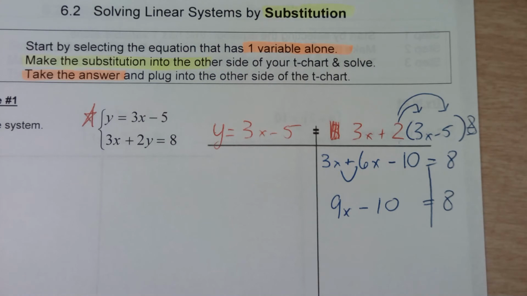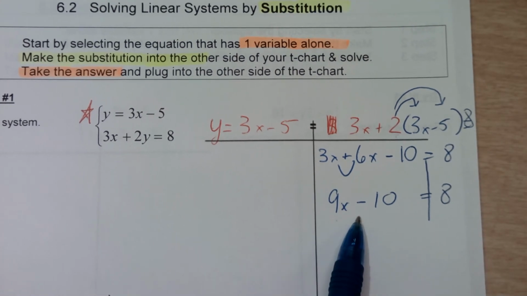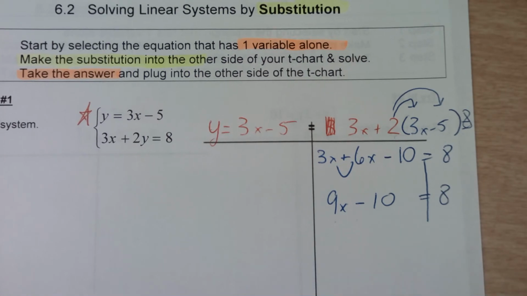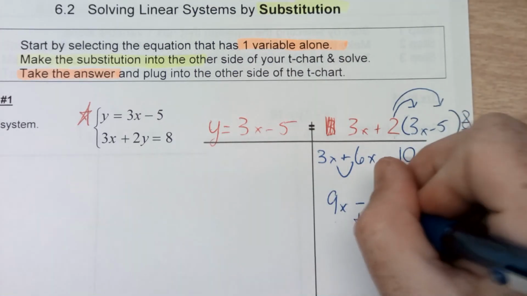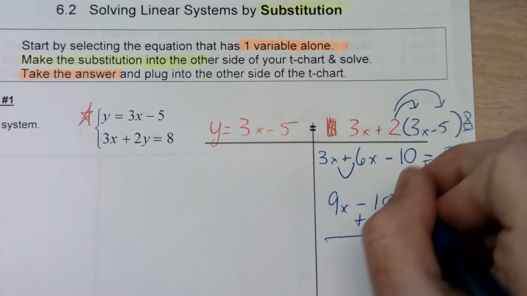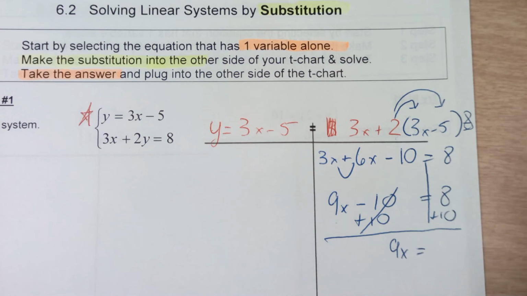First, we need to move what is not attached to my variable. Right now, this 9 is attached to my variable, but this negative 10 isn't. So I'm going to add 10 to both sides because the opposite of a negative 10 would be a positive 10. Negative 10 plus 10 is 0, so that cancels out. I'm left with 9x equals, and 8 plus 10 is 18.